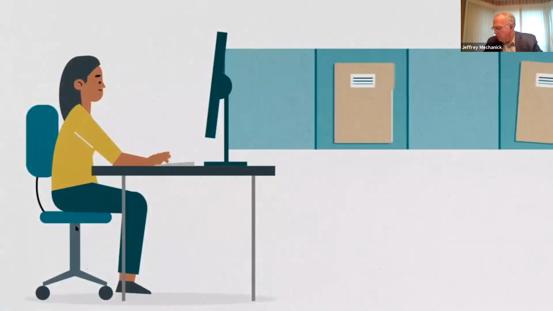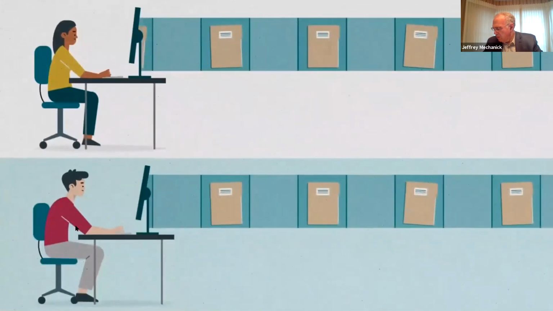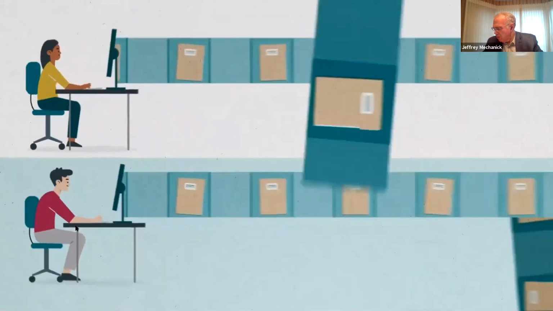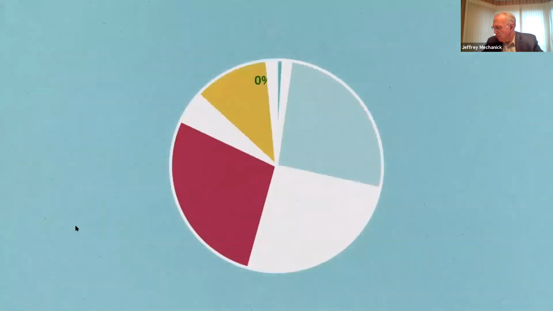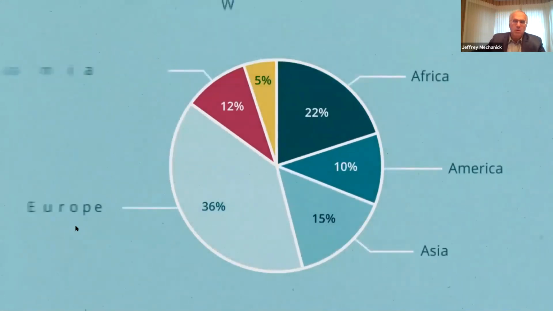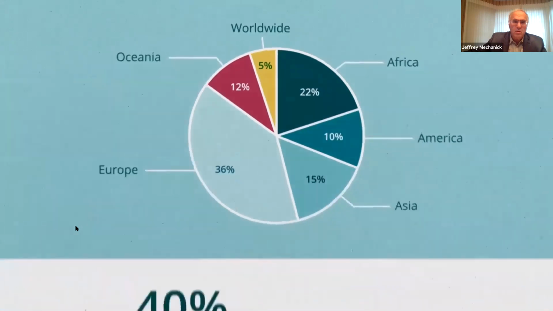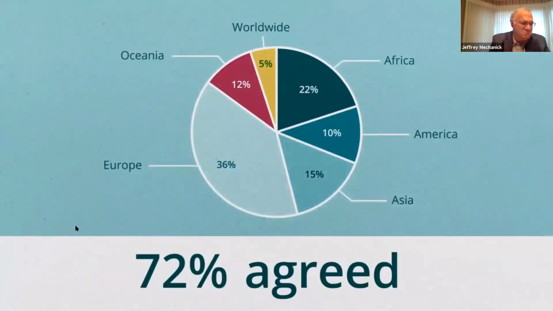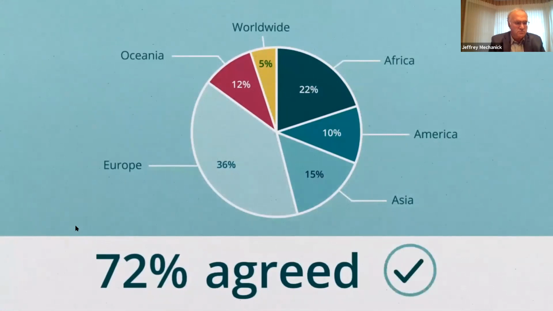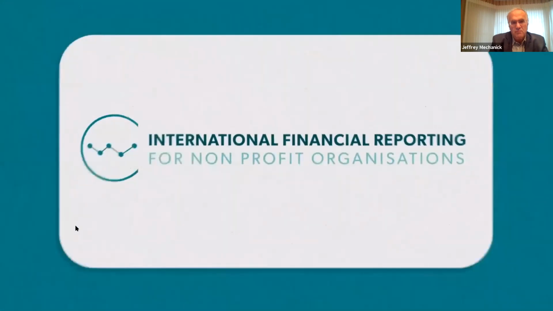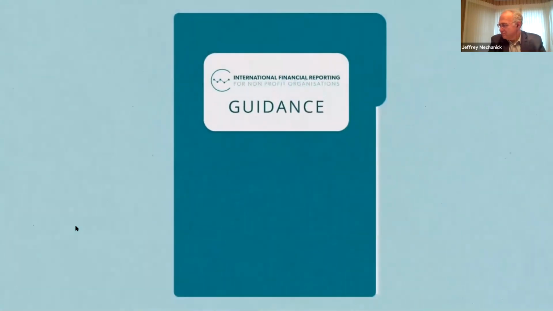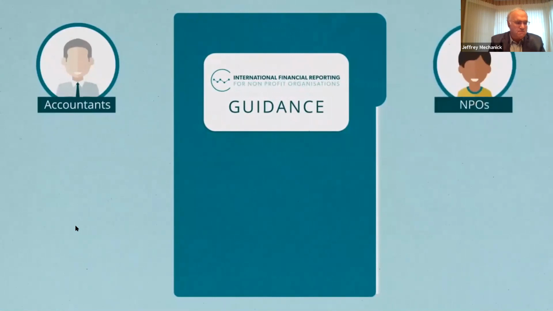The current system is also inefficient, with duplication of effort for both NPO and funders in meeting multiple and at times conflicting financial requirements. An academic study in 2014 received responses from 179 countries. 72% of respondents agreed that an international standard for NPOs would be useful. So, the IFR for NPO project is answering this call. By engaging a wide range of stakeholders, the new guidance will command support from the accounting community and NPOs, as well as those that fund and regulate them.